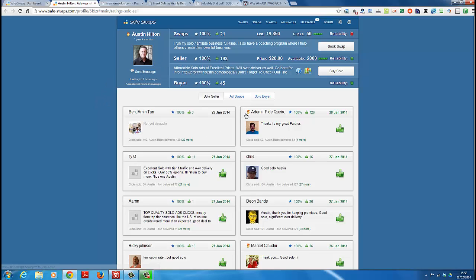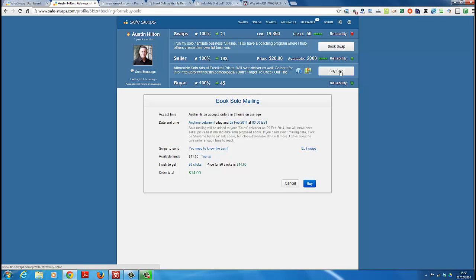And also this little badge here, what you see around them, it's a rating given to them by SafeSwap. When you see these badges, that means they're highly rated on the SafeSwap service, so I always look out for that. And then here you can see how much he's charging if you wanted to do business. He's got 2,000 clicks available. If I wanted to buy it, I'd click on buy solo, and it's going to tell you how long it takes for him to accept the order, and it gives you all that information.